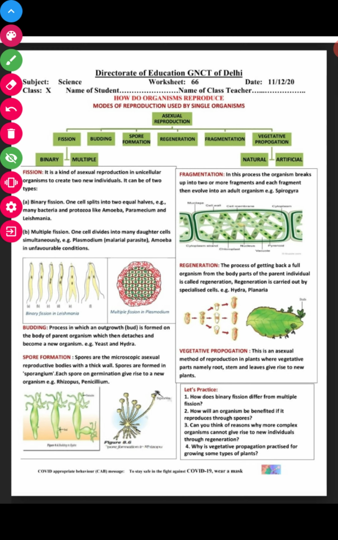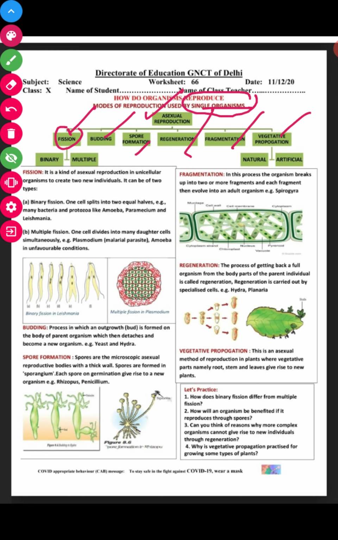Today in this worksheet we will discuss the mode of reproduction used by single cell organisms. As in our previous worksheet we already discussed the reproduction process in single organisms, that is asexual reproduction. In this worksheet today we will discuss the different types of asexual reproduction. First we will have fission, budding, spore formation, regeneration, fragmentation, vegetative reproduction, and all.